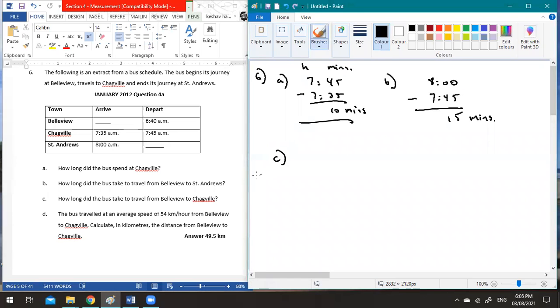Part C, how long did the bus take to travel from Bellevue to Sharpeville? So from Bellevue, it left at 6:40 and it arrived at 7:35. So 7:35 minus 6:40. Let's have a little bit of working to do. Remember, when you borrow from the 7 in this case in the hours, right? It's really 6 you're borrowing. So 6 and 3 will be 9, right? So 9 minus 4 is 5. 6 minus 6 is 0. So it took 55 minutes.